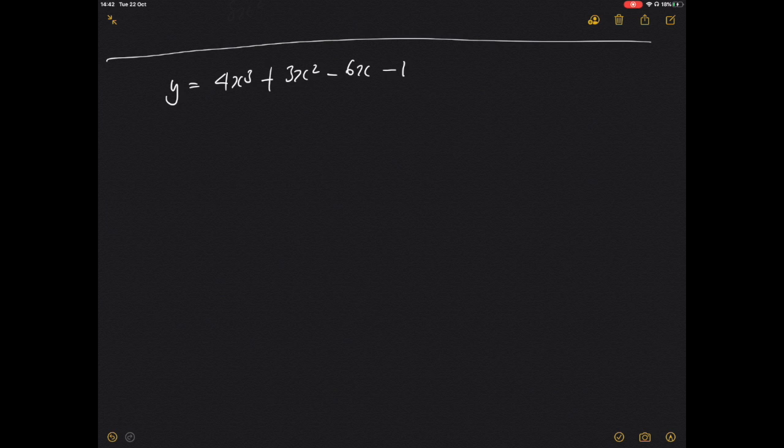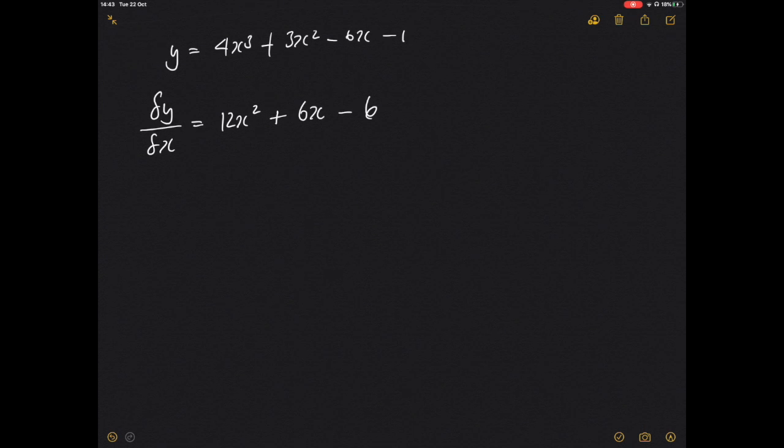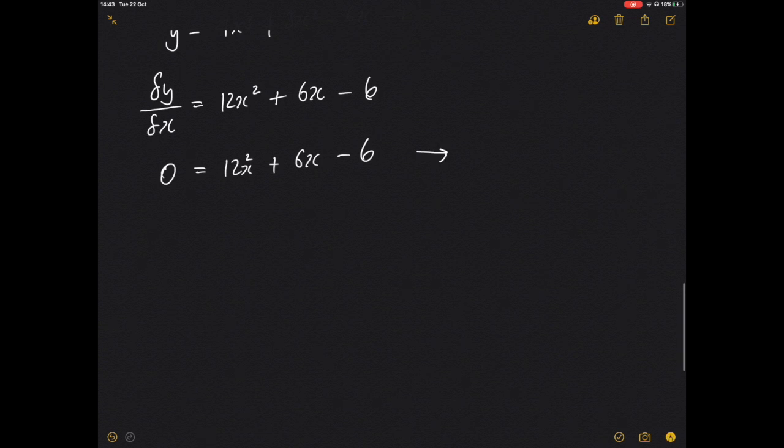So what we could say here is, first of all, dy by dx, and we can calculate our first differential, which would be 12x squared plus 6x minus 6. And what we can do is solve for 0, because we want to find the locations of these points. We can factorize, and we can take a 6 out. We have a positive and a negative, so that would be 6 times (2x minus 1)(x plus 1).